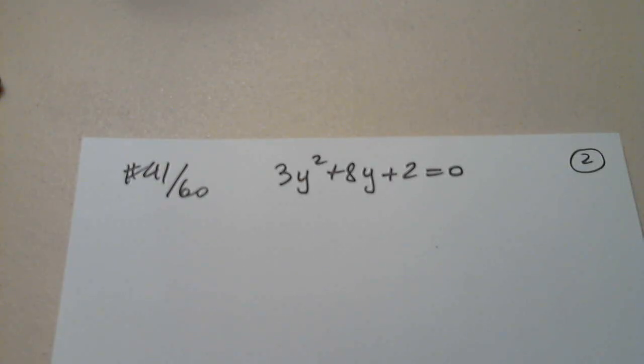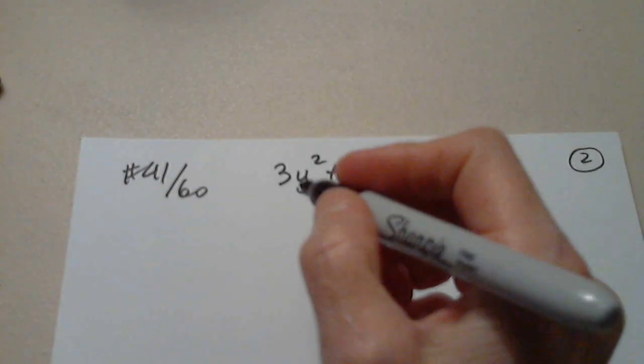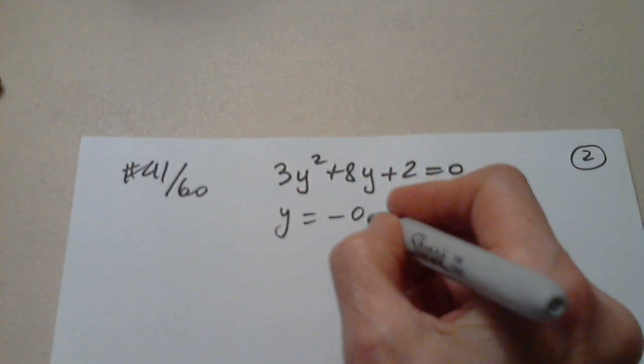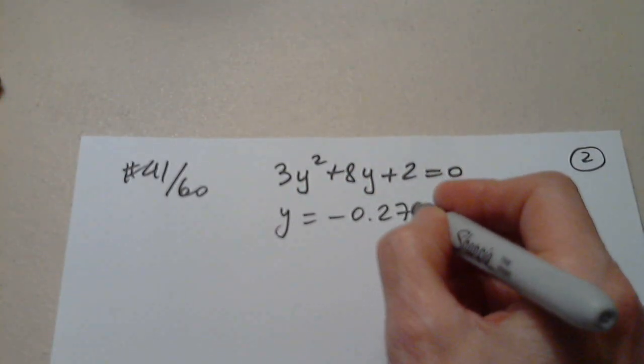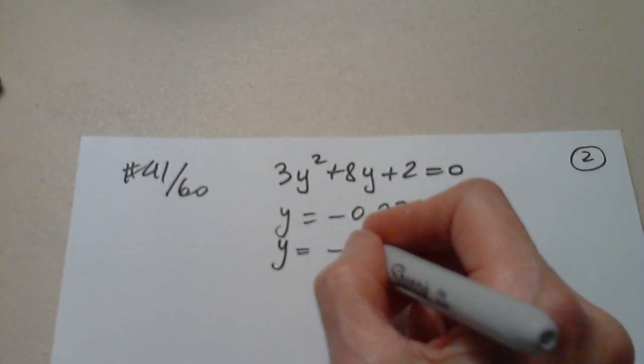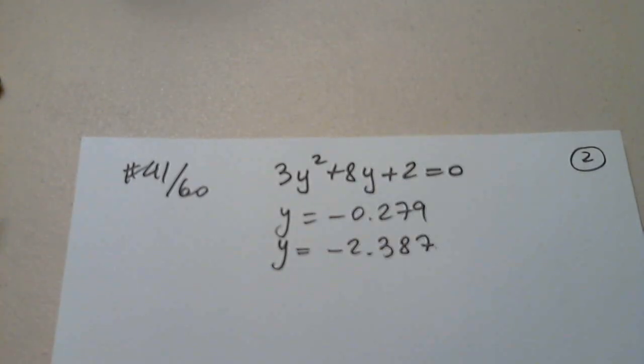It will ask us to enter the coefficients. I will enter 3, then move on to the next one, which is 8, the middle coefficient, and the last one, which is positive 2, and enter. And I will just click on graph, and it gives me 2 solutions. And that's it. So I'm going to copy that: y is negative 0.279, and the other y is negative 2.387. And that's good enough. That's all I needed to record.